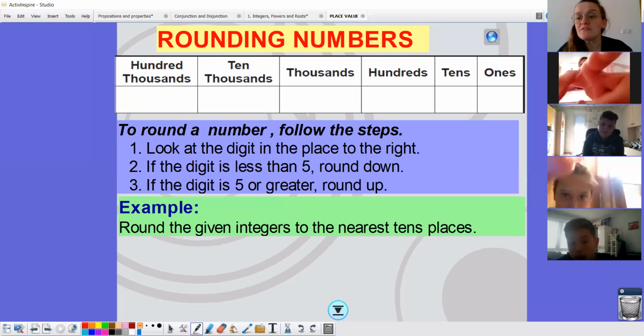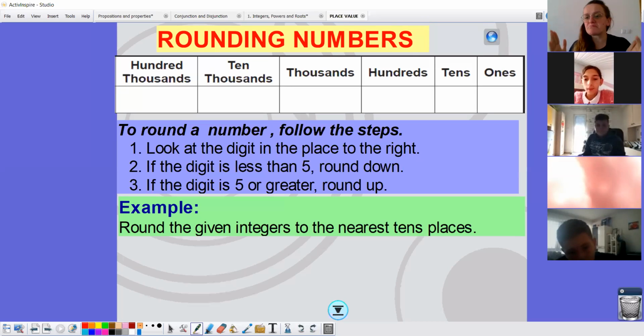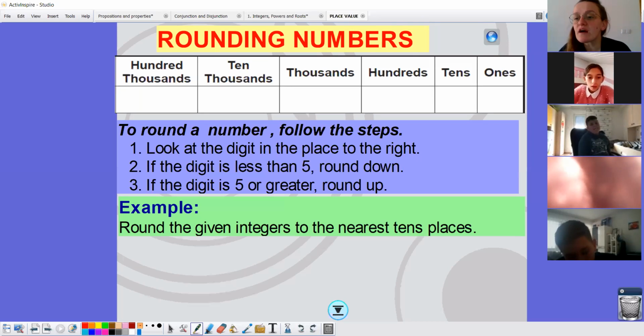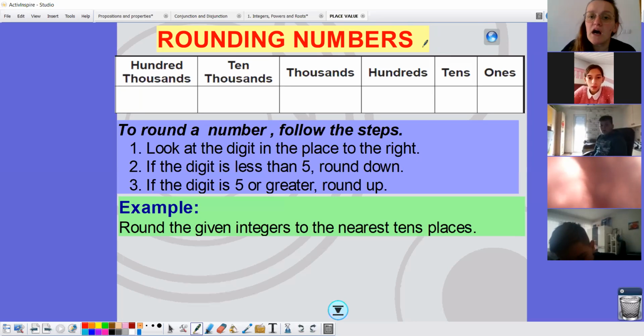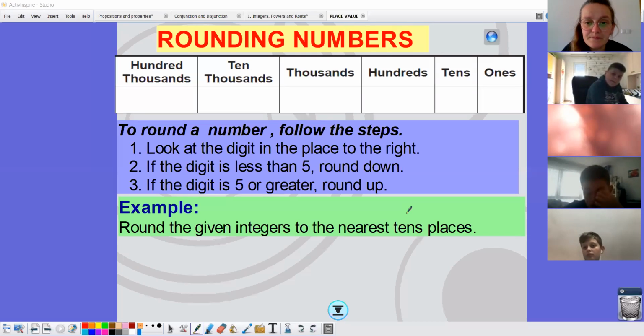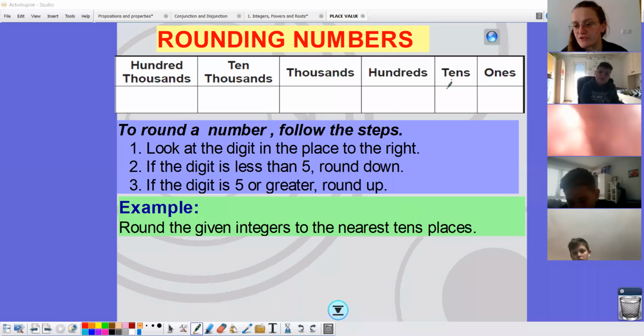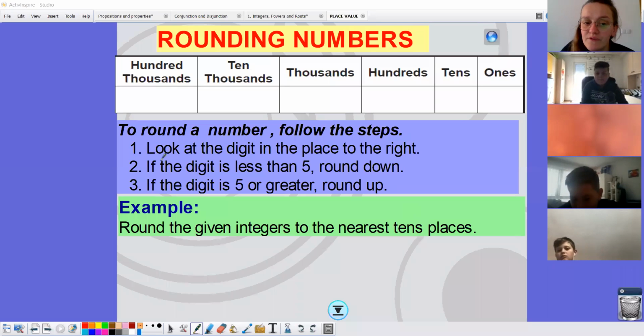Now, if we have some numbers and we want to make them a clear number, we round it. How will we round it? There are some steps here. It's written, you can write them. You know this, but you have studied in Albanian. Now we'll study in English, okay? So, to round a number, firstly, we need to look at the digit in the place to the right.